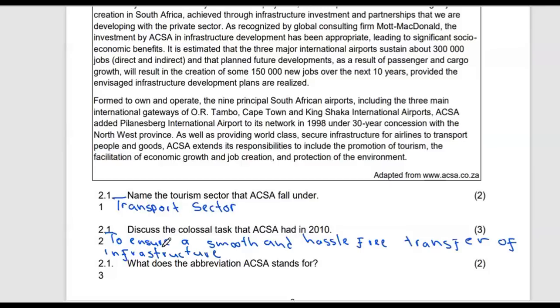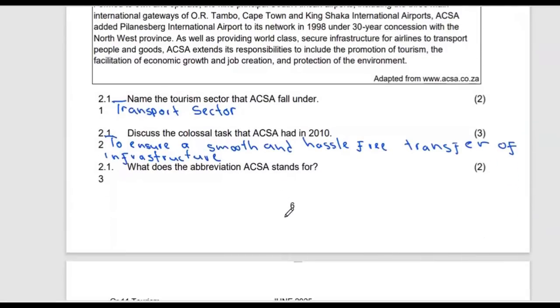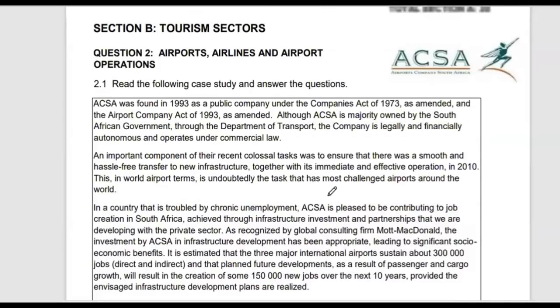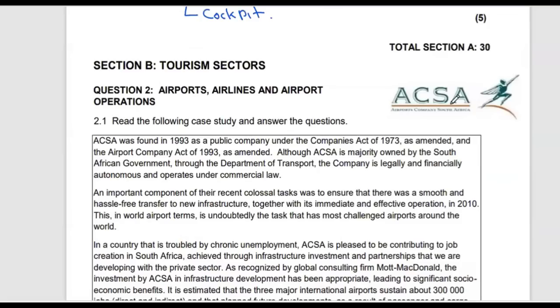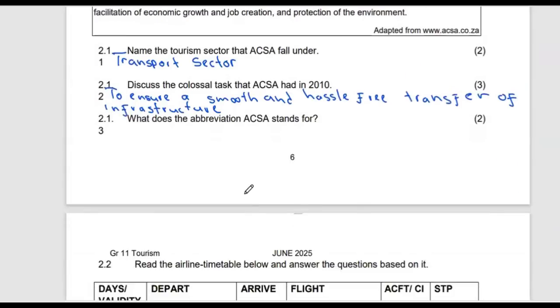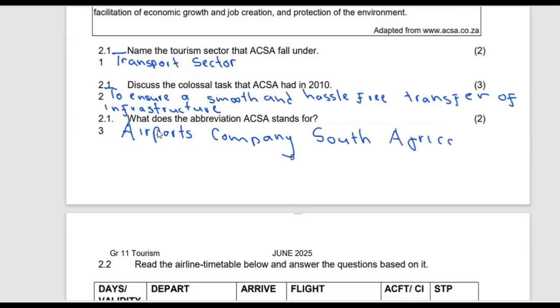Then the next question reads, what does the abbreviation AXA stand for? So AXA, you get your answer even from the logo itself. It stands for Airports Company South Africa. So I'm going to write it next to the question itself. AXA stands for Airports Company South Africa. That is the full meaning of the abbreviation.